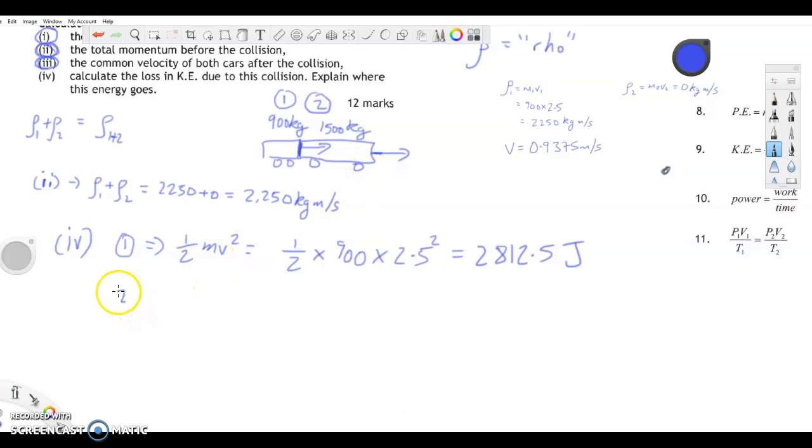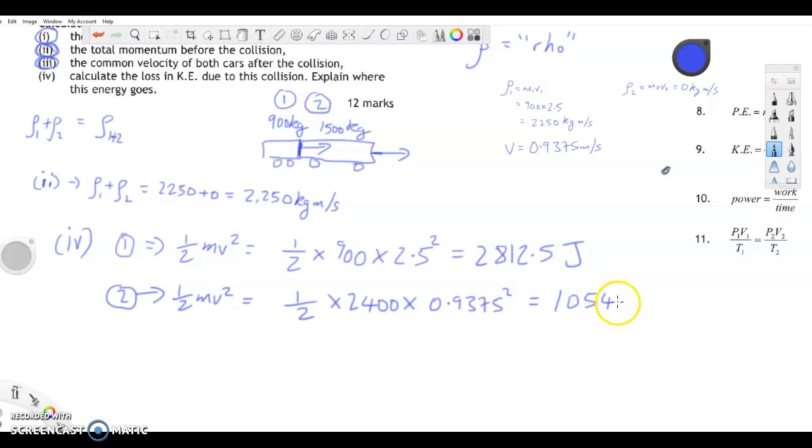After the collision, half mv squared. Well, the vehicle now has a bigger mass. It's the combined mass, 2,400 kilos, multiplied by the new common velocity, 0.9375 squared. So we'll bang that into the calculator: 0.5 multiplied by 2,400 multiplied by 0.9375 squared, and we get 1,054.6875, and that's joules.